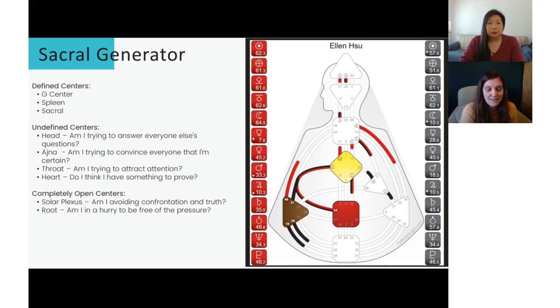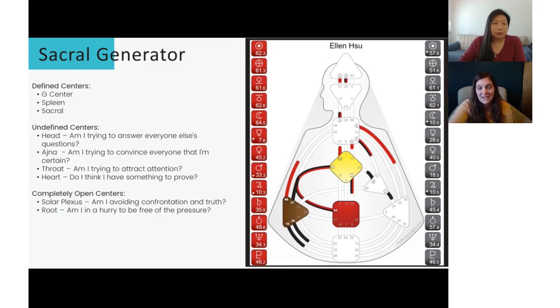Hmm, I'll try it. And yeah, for sure. And then the last one that you have is the root center, which again, you have this completely open. So this one can feel more intense, but again, it's also great potential for wisdom. And this is the other pressure center, and this one's the pressure to do.